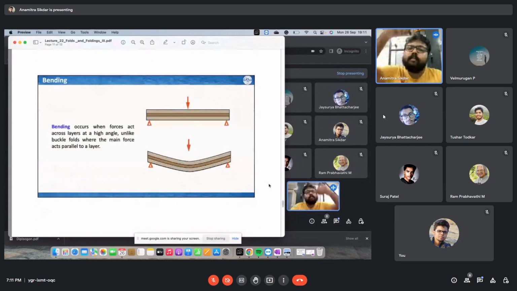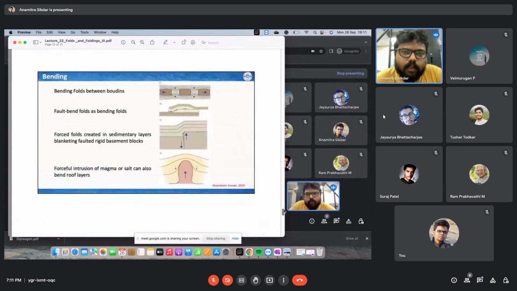And bending is just bending of the layer. It's not natural; in natural systems you don't get this much. It's unlikely to get this kind of fold. So we mostly get buckle folds and flexural folds.